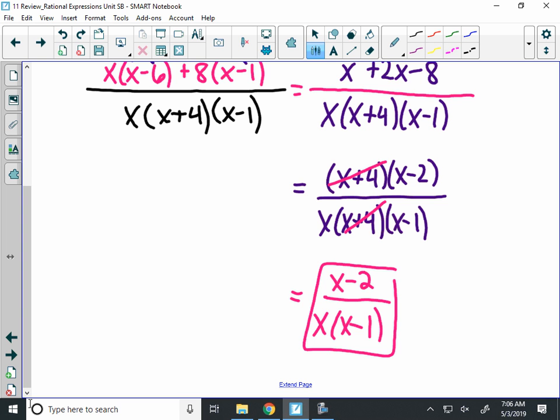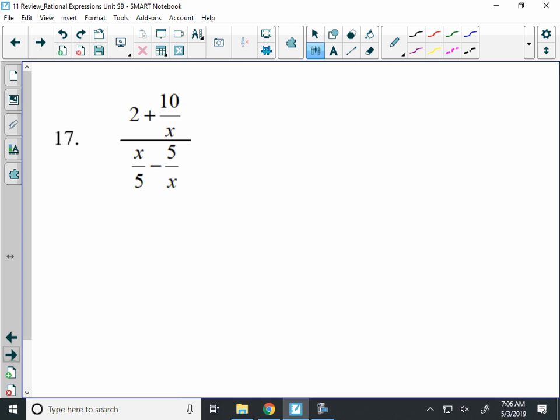All right, last problem, a complex fraction. 2 plus 10 over x, and x over 5 minus 5 over x. The common denominator here that I'm going to use is going to have an x in it because of my two fractions, and then also 5, so 5x. I'm going to multiply every fraction by 5x. That will clear the denominators and really simplify things for me.